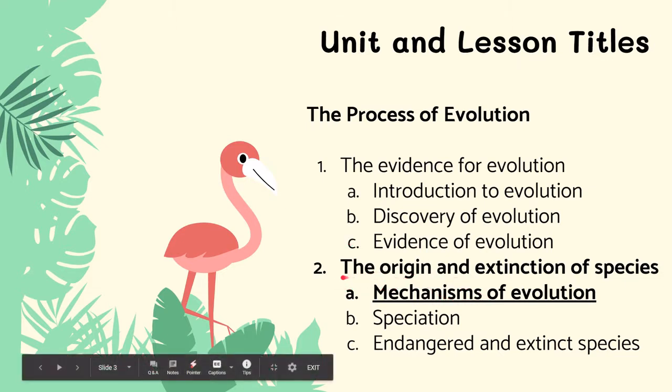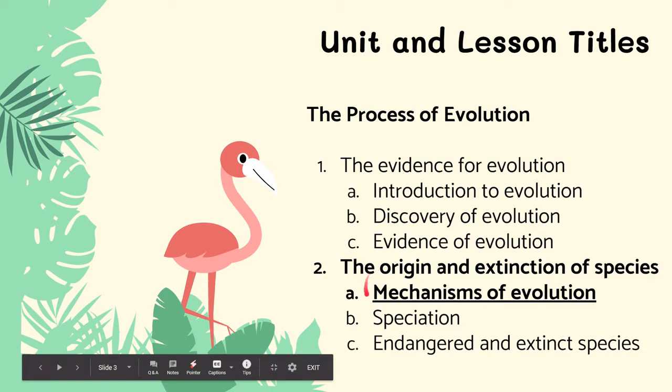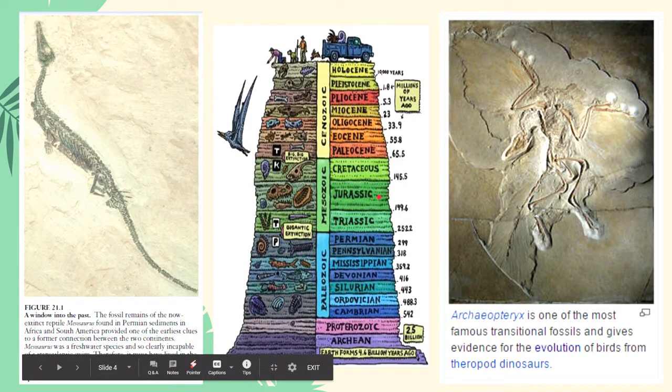We are now in subunit 2 of the process of evolution. This is entitled The Origin and Extinction of Species, and in this video, we are specifically going to talk about the mechanisms of evolution. In the previous video, we have established the different evidence supporting evolution.